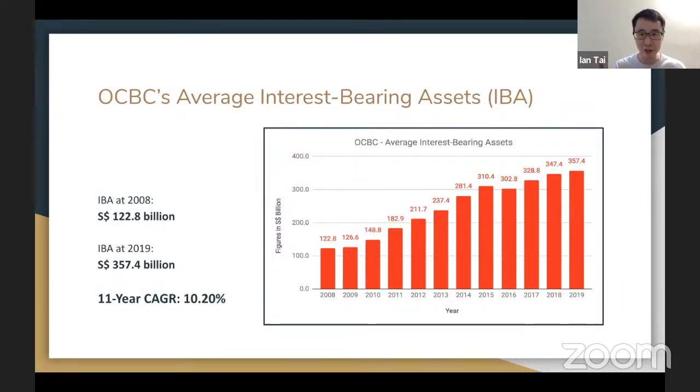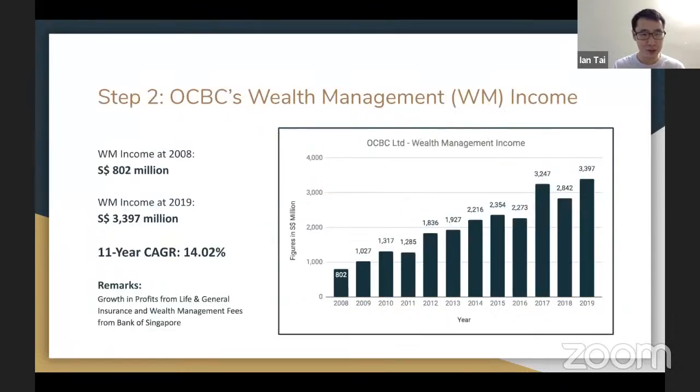As long as there's a CAGR for me to calculate, the net interest income still grows at 7.8%, okay. That to me is a consistent growth. So that solves step number one, net interest income. Now, number two, we are going to look at wealth management income. So in general, here's what I found. The wealth management income for OCBC Bank has increased from 802 million Singapore dollars to 3.4 billion Singapore dollars in the past 11 years.